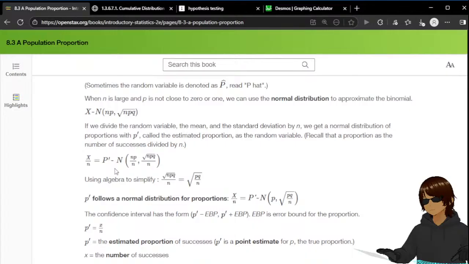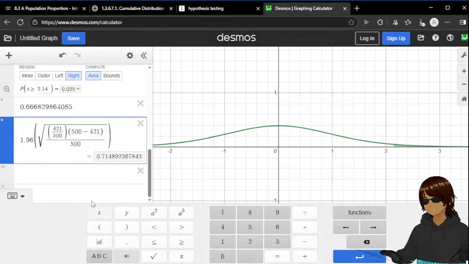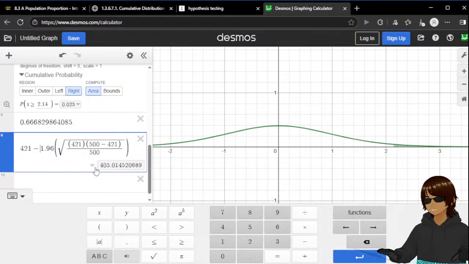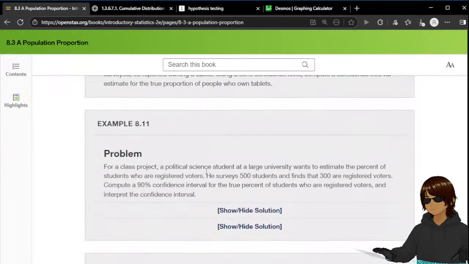Wait. Root npq. P is this 421 over 500. Q is 500 minus 421 over 500. Then I multiplied by 500. So I get this, 405 point. So it's 405 and 434. Is that it?